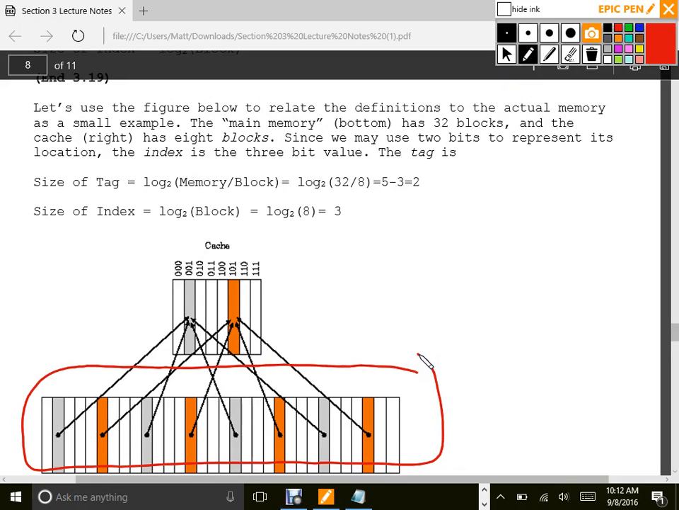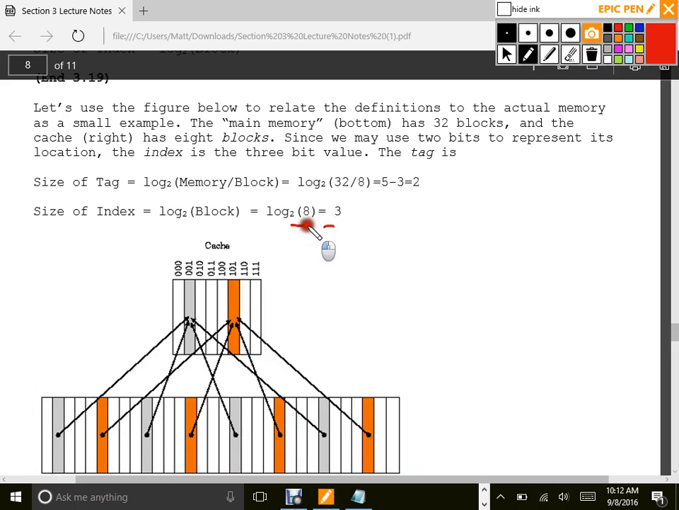32 blocks of information. And the cache has 8 blocks. So that means that we have log base 2 of 32 divided by 8, which becomes 5 minus 3, which is 2. And then the block size is log 2 of 8, which is 3.